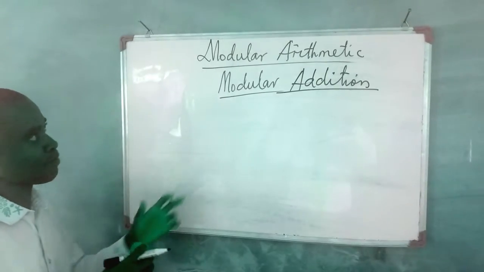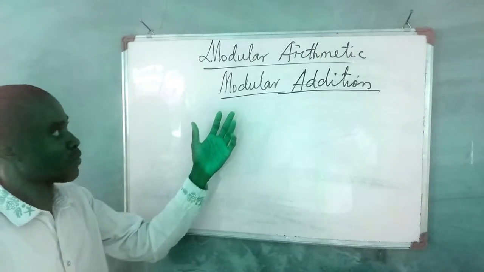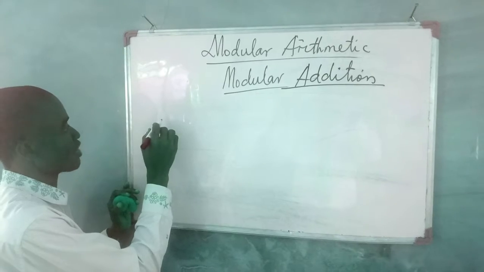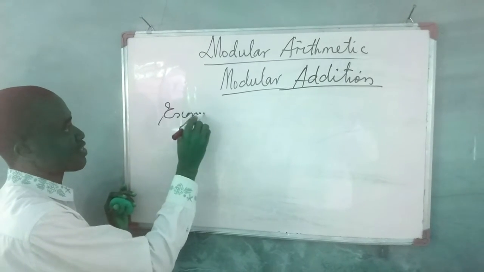From where we stopped last time, the part 1 of modular arithmetic. Now we are taking modular addition. Let's take some examples.